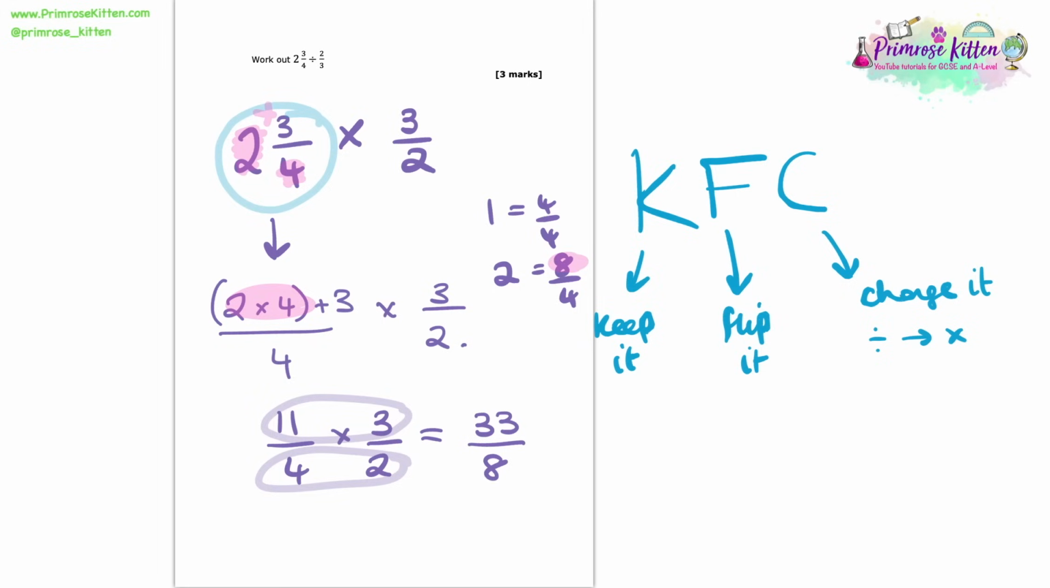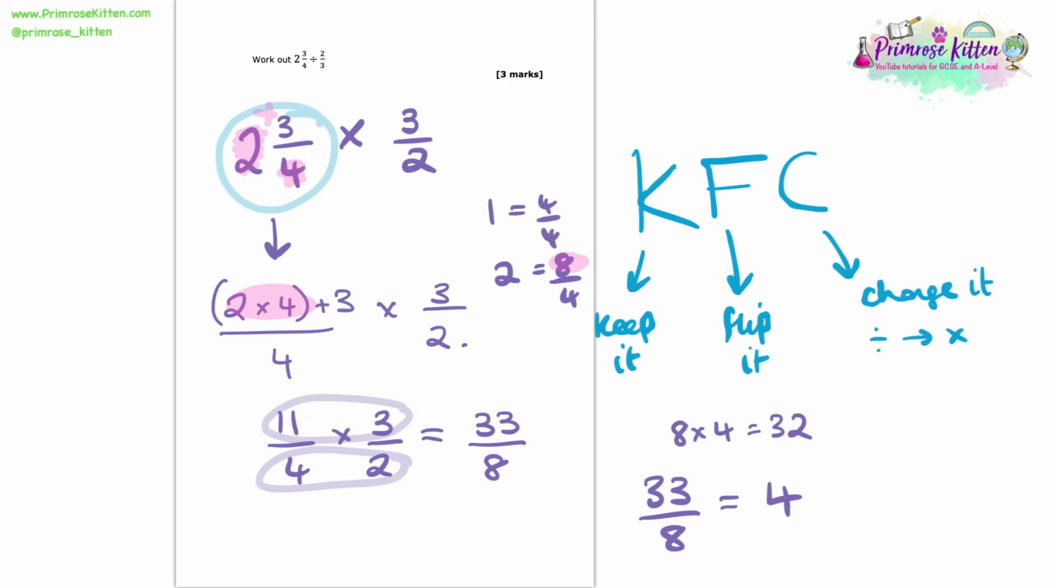So either we could give our answer as 33/8, or we could change it to a mixed number. If we wanted to do that, we would ask ourselves, how many 8s go into 33? So we know that 8 times by 4 equals 32. So for that reason, we could write 33/8 is equal to 4 wholes, and then we have a remainder of 1 to get to the 33. So it's 4 wholes and 1/8 is the same as 33/8.